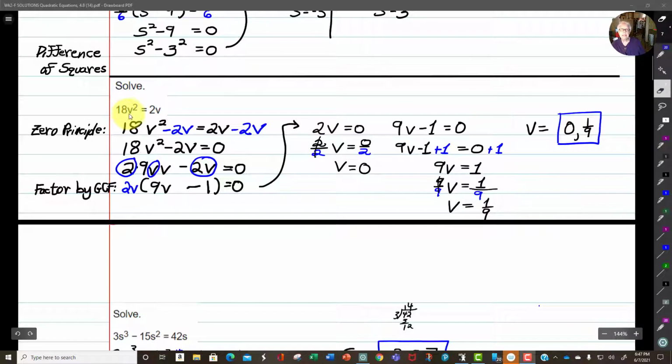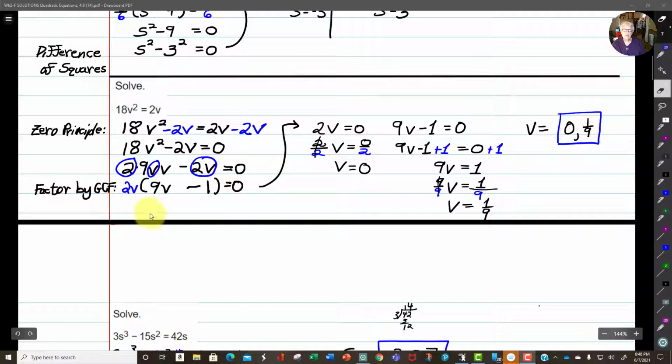Now here we have 18v squared equals 2v. This is a quadratic equation. So I'm going to have to use the zero principle, subtract 2v from both sides of the equation so that I get 18v squared minus 2v equals 0. Each of these terms contains a 2 and a v. So 2v is my GCF. So I have 2v times 9v minus 1 equals 0.